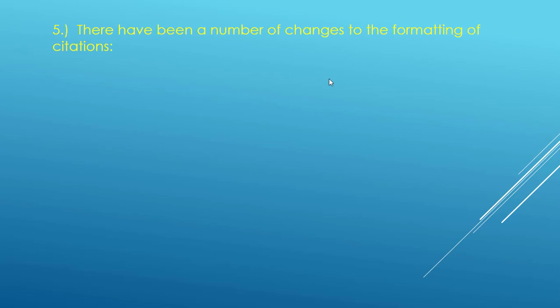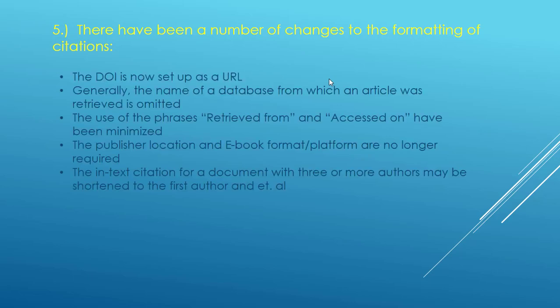And then finally, there have been a number of changes to how citations are going to be formatted. So I've got here a list of the most common things, and we'll go through these a little bit. First, the DOI, or Digital Object Identifier, is now going to be set up as a URL. So what we're doing in APA 7 is moving away from using the URL assigned by a database for a specific article, and instead replacing that with the DOI.